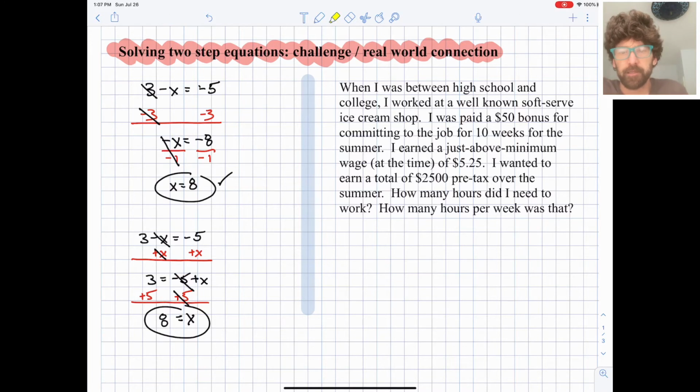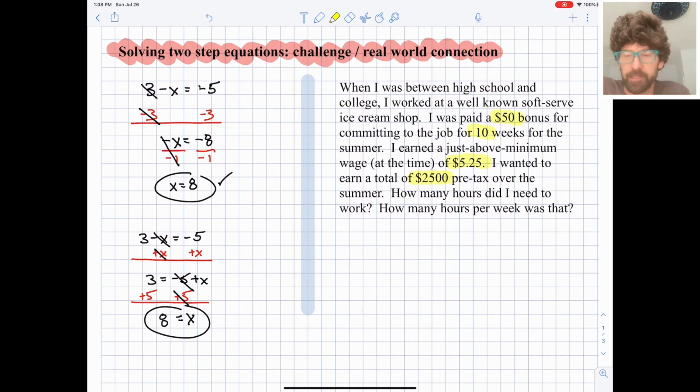All right, for this next one, a little bit of a real-world connection. It's actually a real problem from when I was in high school. When I was between high school and college, I worked at a well-known soft-serve ice cream shop. I was paid a $50 bonus for committing to the job for 10 weeks for the summer. I earned just above minimum wage at the time, $5.25. The minimum wage is higher now. And I wanted to earn a total of $2,500 pre-tax over the summer. So we're not going to worry about income tax or other Social Security taxes that might be taken out of my paycheck.